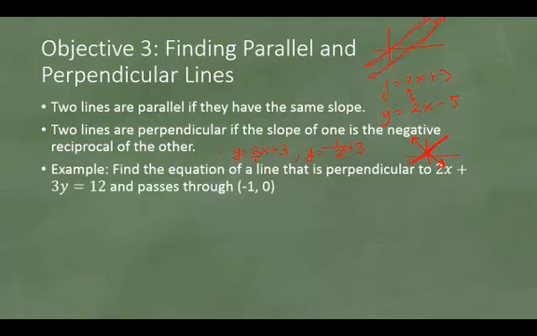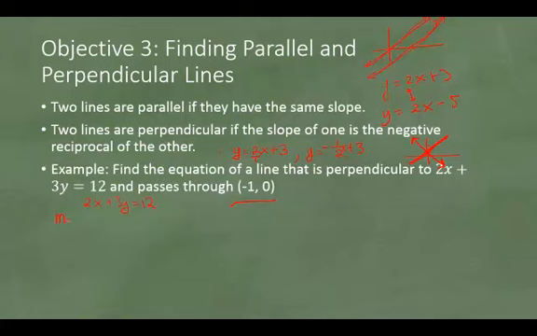Find the equation of a line that is perpendicular to 2x plus 3y is equal to 12 and passes through the point negative 1, 0. So perpendicular means we're going to have to find the slope of this line first, of 2x plus 3y is equal to 12.